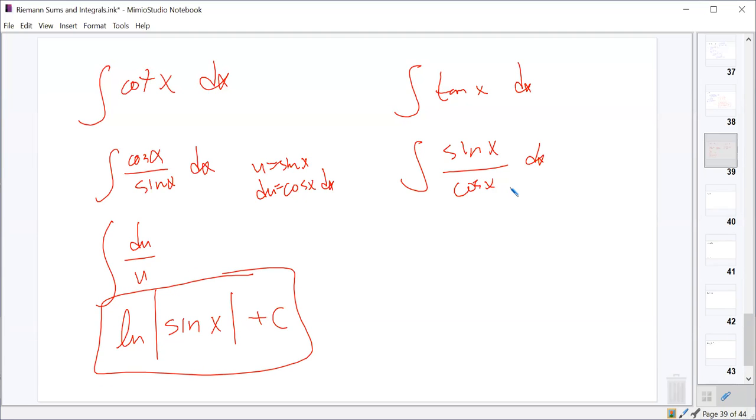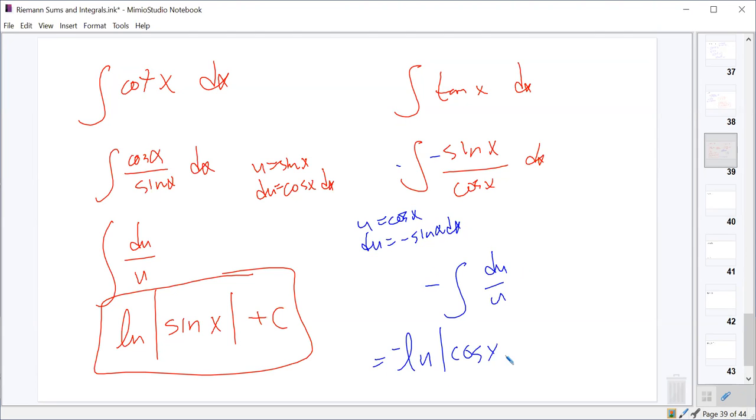And then this one, we're going to do the substitution for cosine. If u is equal to cosine x, then du is equal to negative sine x dx. So we'll put in the negatives. Negative integral of du over u gives us negative natural log absolute value of cosine x plus your constant, for tangent. So I'd suggest memorizing those two just to make your life easier, but also know how the u substitution works for them, just in case you're asked to do that at some point.